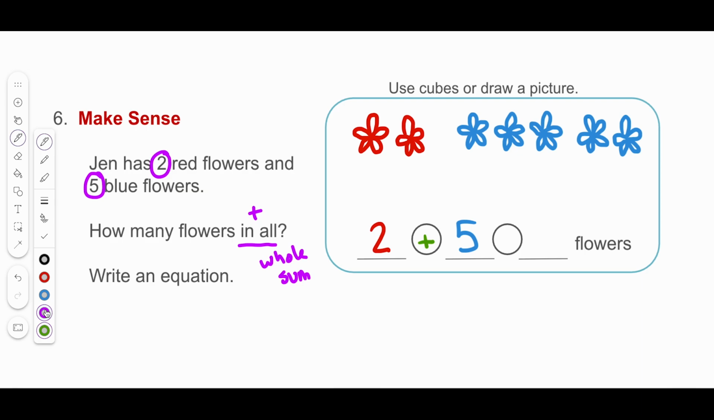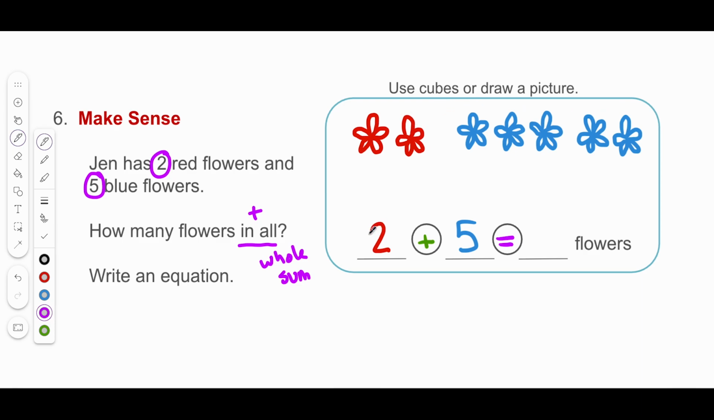Because it's an equation, we have an equal sign. And now we can count the flowers. Your student might have done that while they were drawing. 1, 2, 3, 4, 5, 6, 7. My go-to is look for the bigger number and count on from that. So we don't have to start at 1. We can start at 5 and go 6, 7.